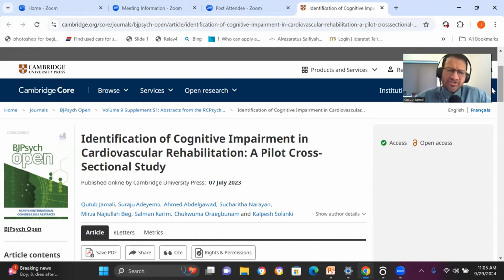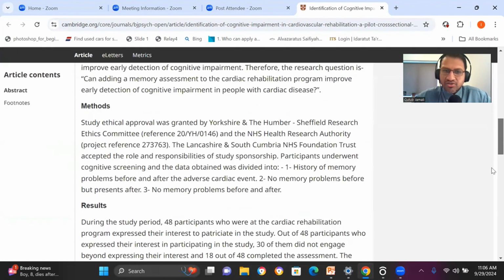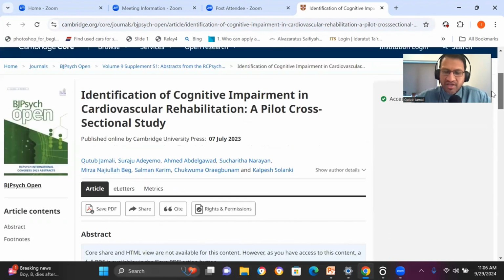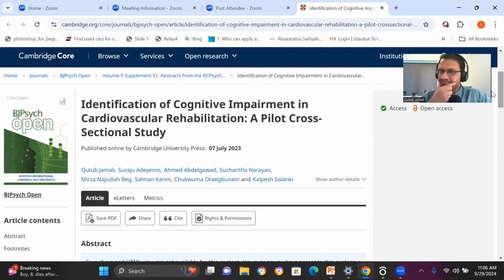And that was a question in my mind: is there a way we can screen for any cognitive impairment, or is memory assessment possible in a cardiac rehab setting to pick up any signs of mild cognitive impairment? And that's where I did a pilot cross-sectional study, which was entitled Identification of Cognitive Impairment in Cardiovascular Rehabilitation. So you can go read up on this, and this was published in the BJ Psych Open.